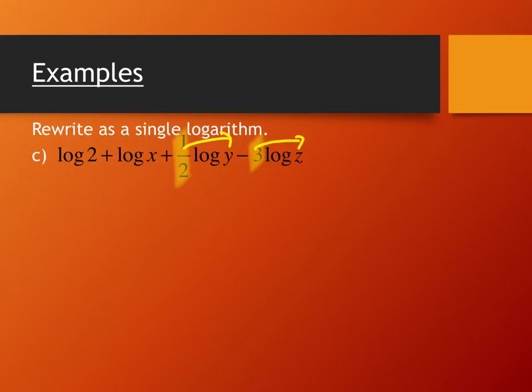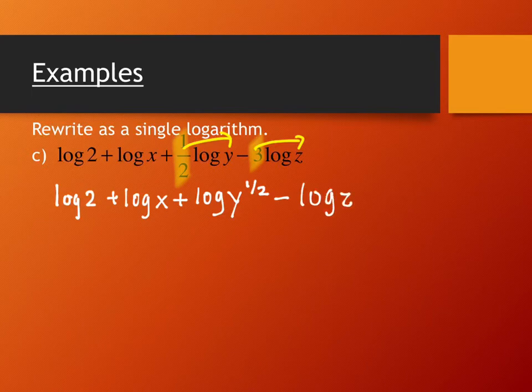So the first thing I will do is rewrite this as log base 2 plus log base x plus log base y to the 1/2 minus log base z to the 3rd. Is everybody good so far? Coefficients became exponents. Now here's the really cool thing.